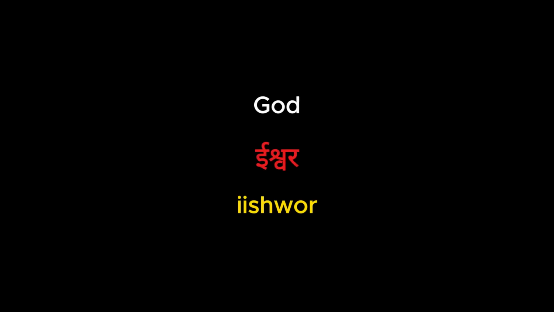E. The example is Iswar. Iswar, which means God. U. U. The example is Ulu. Ulu, which means owl. Another vowel is U. U. The example is Un. Un, which means wool.